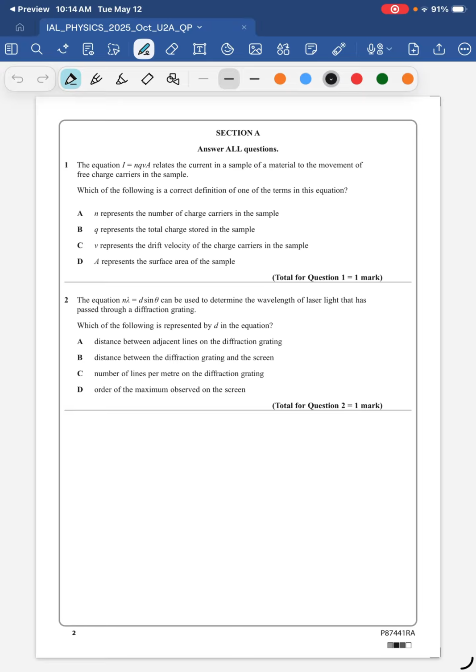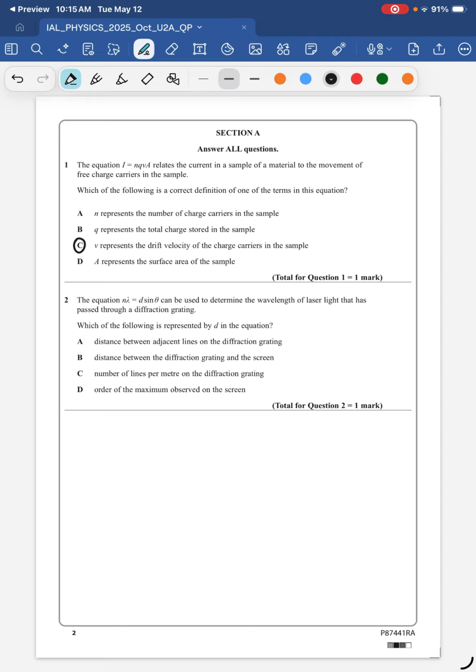So in most cases, that's an electron. So the charge is 1e. And then v represents the drift velocity of the charge carriers in the sample. That's actually correct. So that's our answer. And then A represents the surface area of the sample. That's wrong. It actually represents the cross-sectional area of the sample. Okay, so if it's a cylinder, for example, the cross-sectional area will be this circle that I drew with black. Okay, so let's move on to the second question.